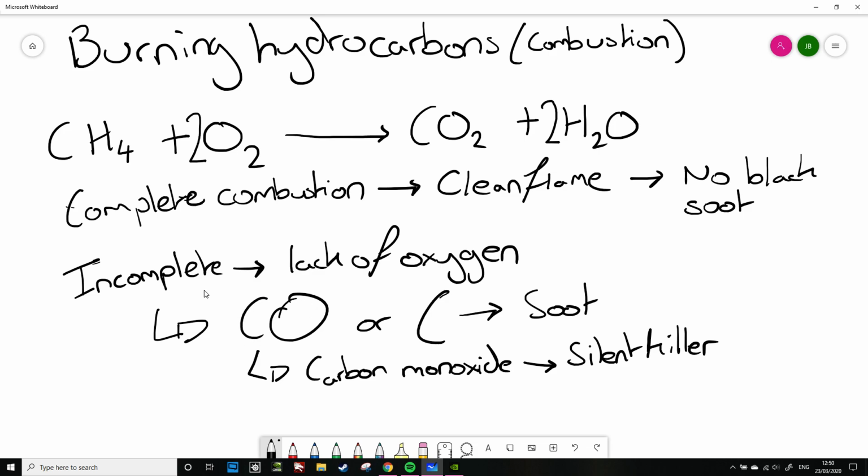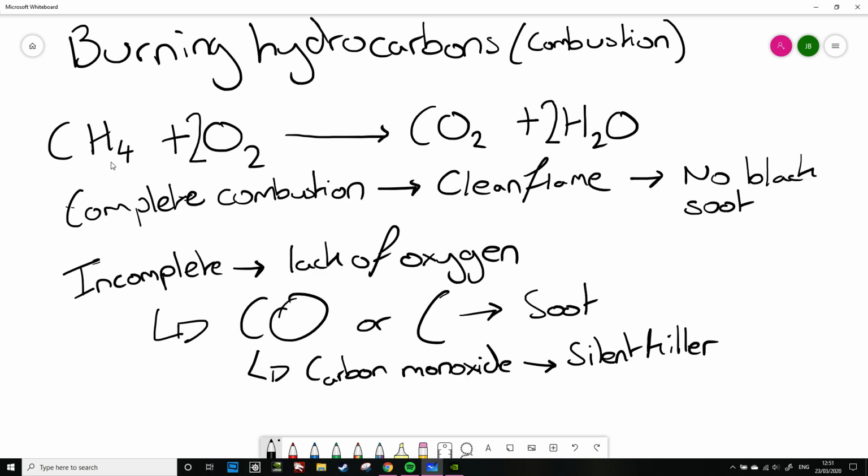So this is what we call incomplete combustion. It's not got enough oxygen, so we can't make CO2. We have to make CO, or in some examples, C. So that is the 2 different types of combustion when we're burning hydrocarbons. Now this can be for any different hydrocarbon. It doesn't have to be methane, it could be ethane, propane, butane, etc.